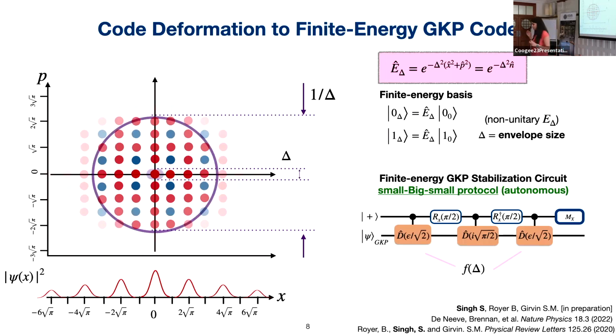Another thing that you need to note here is that the circuit is autonomous. I don't apply any feedback based on the measurement outcome of the ancilla on my qubit. So there's no classical feedback involved. I'm going to come back to this circuit later to describe the same thing in my framework. But for now, that's it.